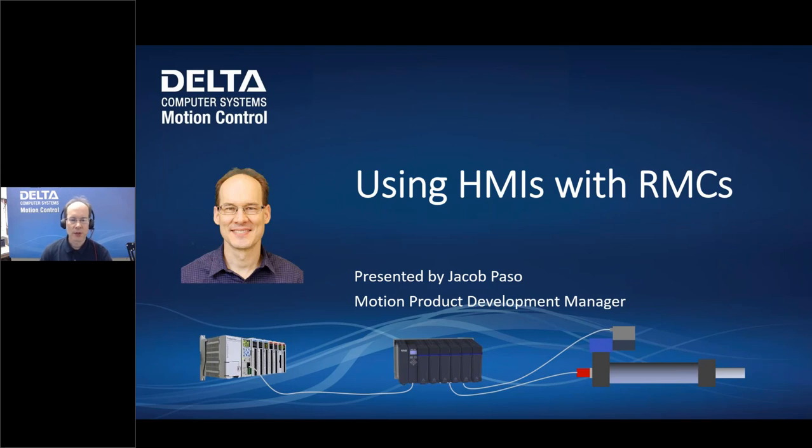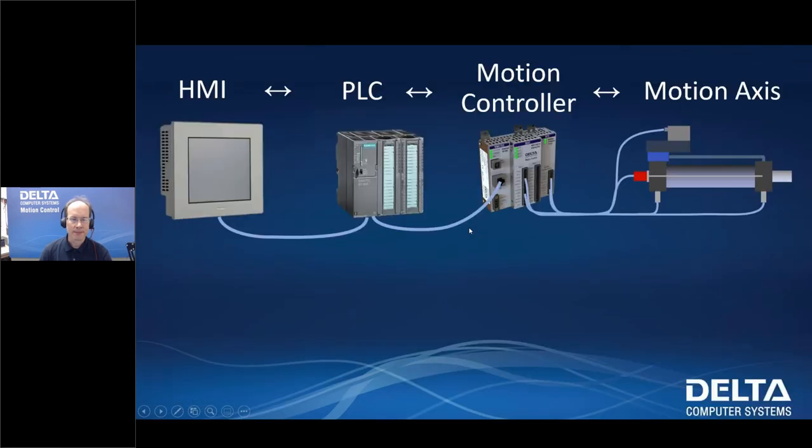Welcome, everyone. Today, we're going to talk about using HMIs with RMC motion controllers. HMIs are also known as operator interfaces, of course. So let's get going. The typical situation in a machine is that we have a motion axis in the motion controller and a PLC controlling the entire machine and directing the activities of the motion controller. And then we have the HMI connected to the PLC. This is the most common configuration.